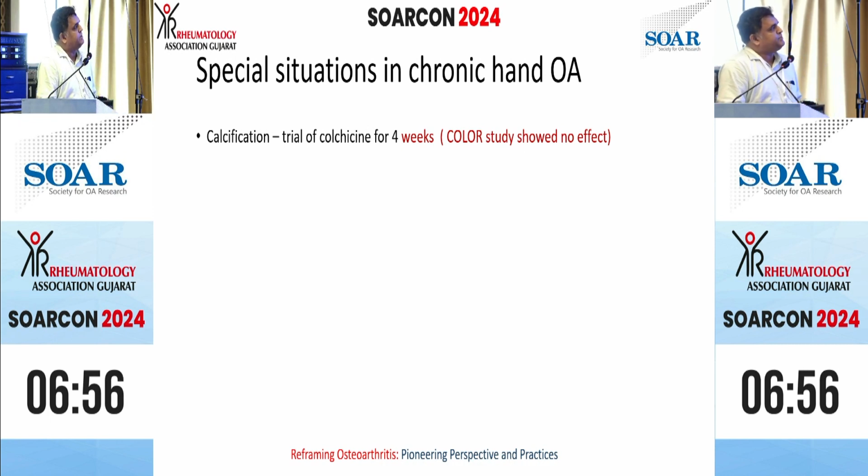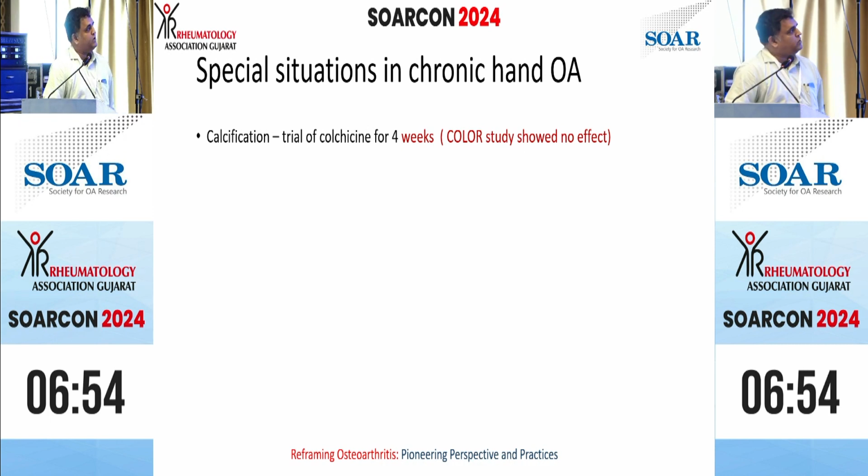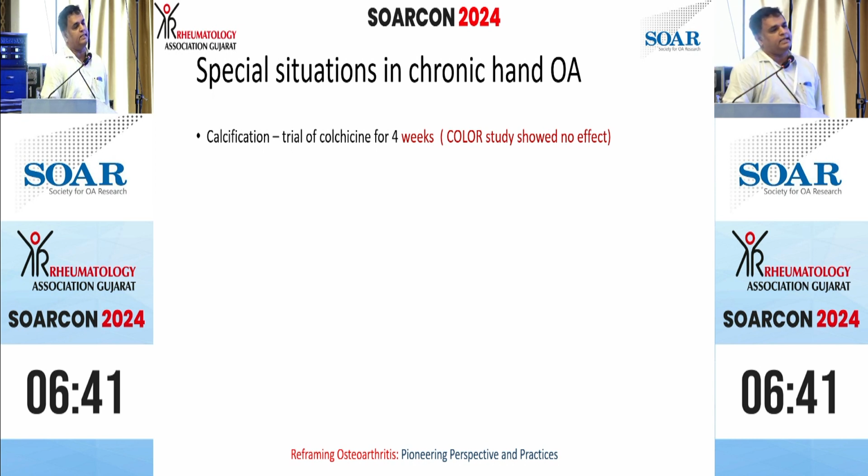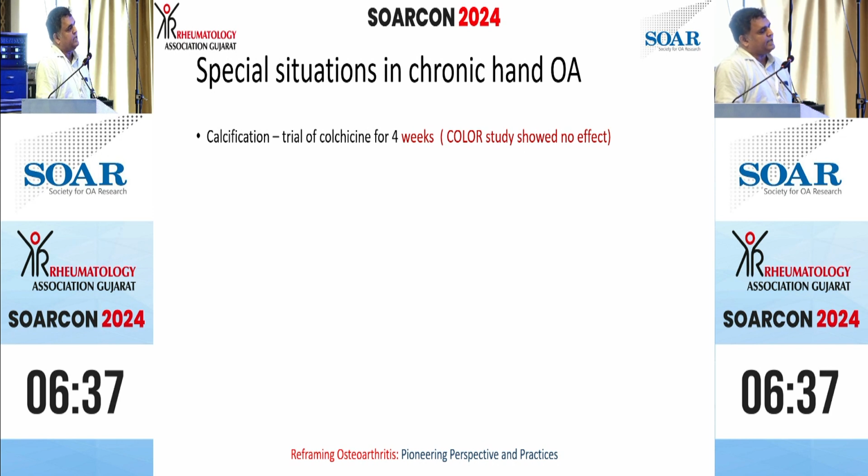So there are some special situations where some other drugs may have a role. Most common is when there is calcification along with the presence of hand osteoarthritis. In those patients with calcification, a trial of colchicine may be tried for a period of 4 weeks. Of course, the recent COLCHIVE study showed no effect in hand osteoarthritis, but they did not particularly look into those patients who had hand calcification.